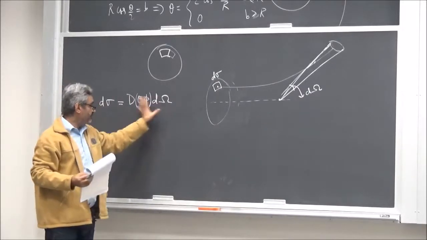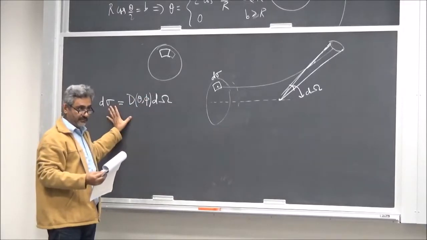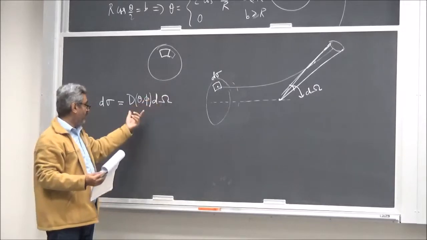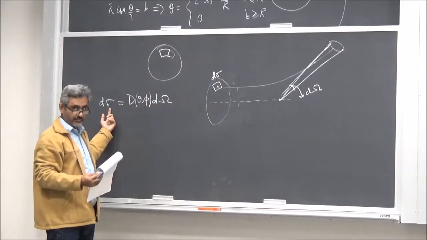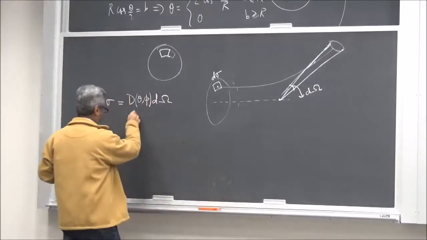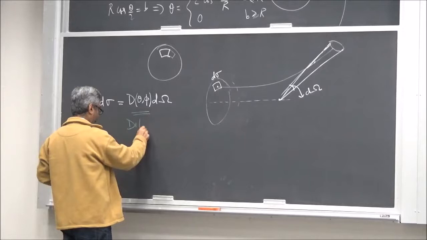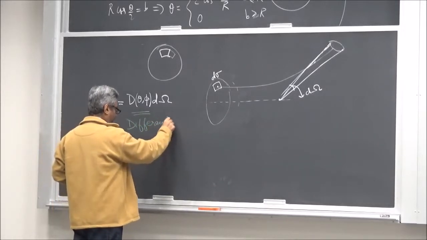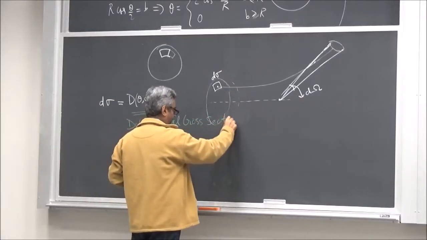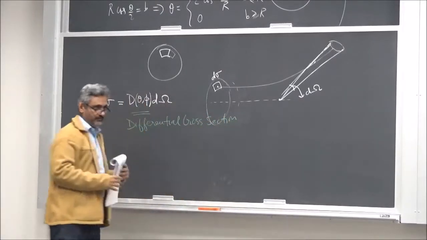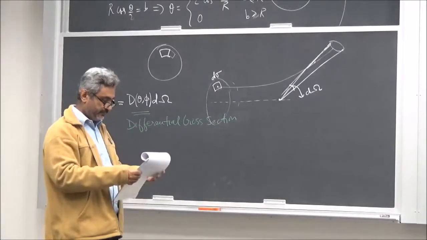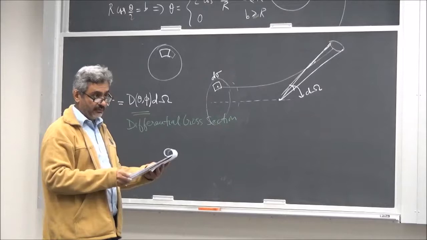So the relationship should look like this. The bigger this is, the bigger this should be, and this is what connects the two. This thing is called the differential cross-section. And this is what we measure in the lab. I'll talk about how. Questions at this point?